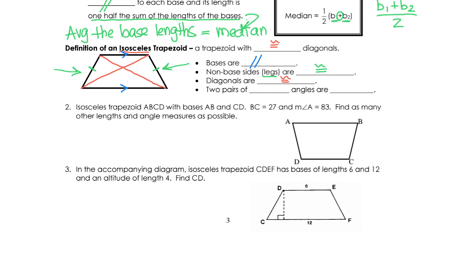And then one more thing, it has two pairs of base angles that are congruent. So down here, this is a base, and this is a base up here. So these two angles that sit on the bottom base are equal, and these two angles that sit up at the top base are also equal.